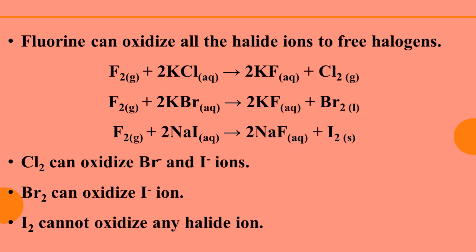It means that fluorine can oxidize or displace all the halide ions, and chlorine, which is the next member in the group, cannot oxidize fluoride ion, but it can oxidize the bromide and iodide ions, which are present next in the group. Bromine can oxidize only iodide ion because iodine is present next to bromine in the group, while iodine cannot oxidize any halide ion because its oxidizing power is lowest in the group.